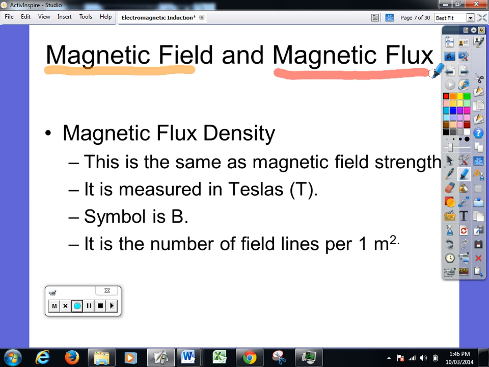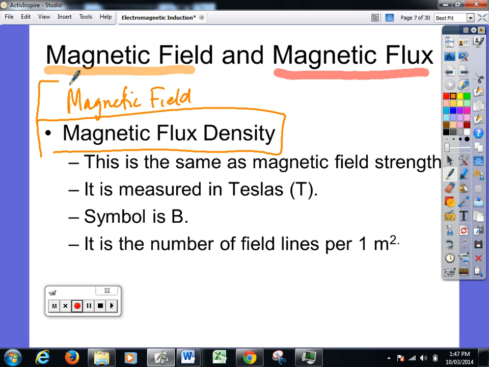Okay? So let's have a look at what was meant by the first one. The first one is magnetic field. Now, I've got two titles up here, magnetic field and magnetic flux. Magnetic flux density is another way of saying the magnetic field. They are the same. Okay? So if I say a wire is in a magnetic field and its value is 5 Tesla, what I'm saying is the wire is in a field which has a magnetic flux density of 5 Tesla. So, first thing, what is it also known as?